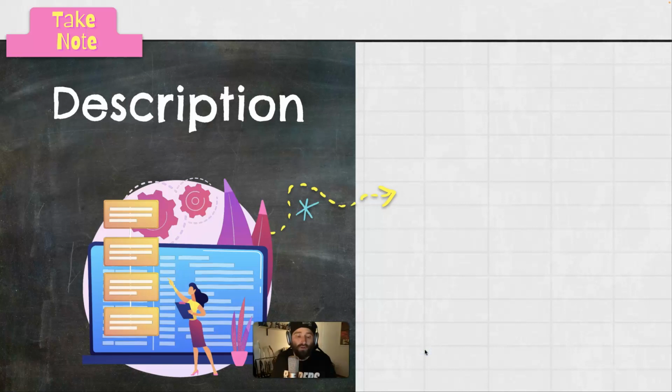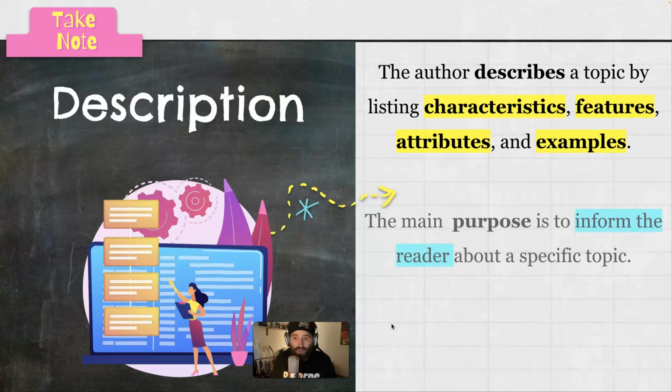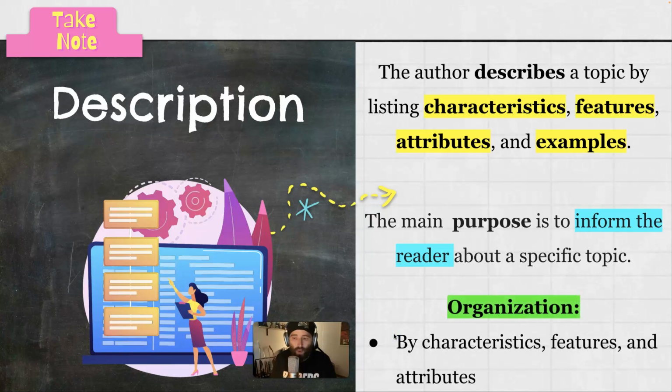So there are 5 main types of text structures, and the first one that we're going to look at is description. With description, this is the author describing a topic by listing characteristics, features, attributes, and examples. The main purpose is to inform the reader about a specific topic, and the way it is organized is by characteristics, by features, and by attributes.